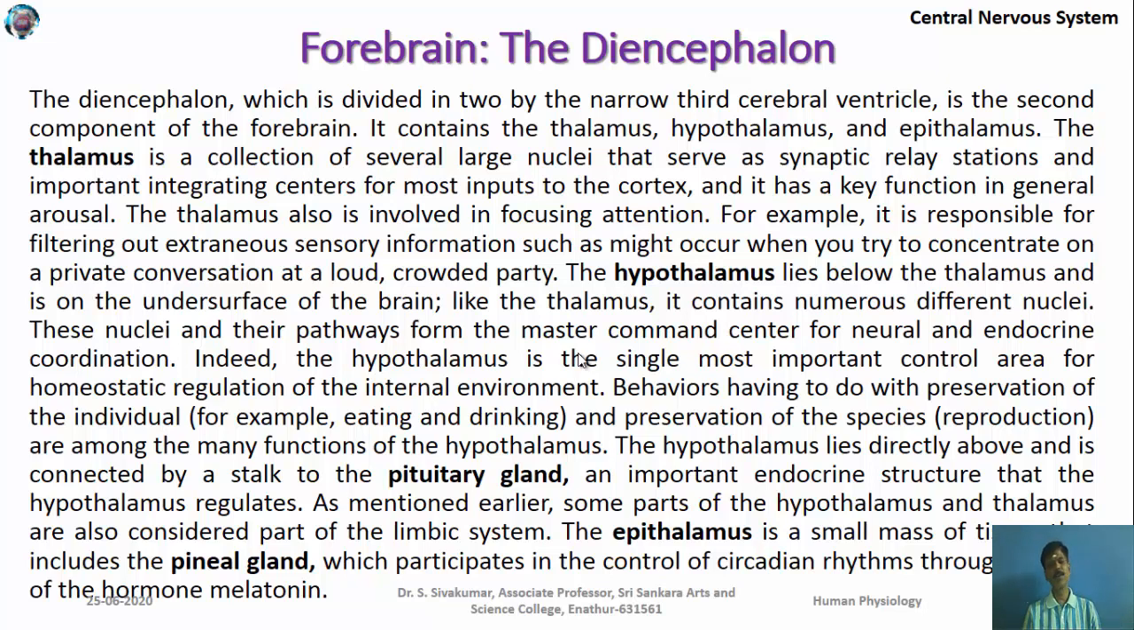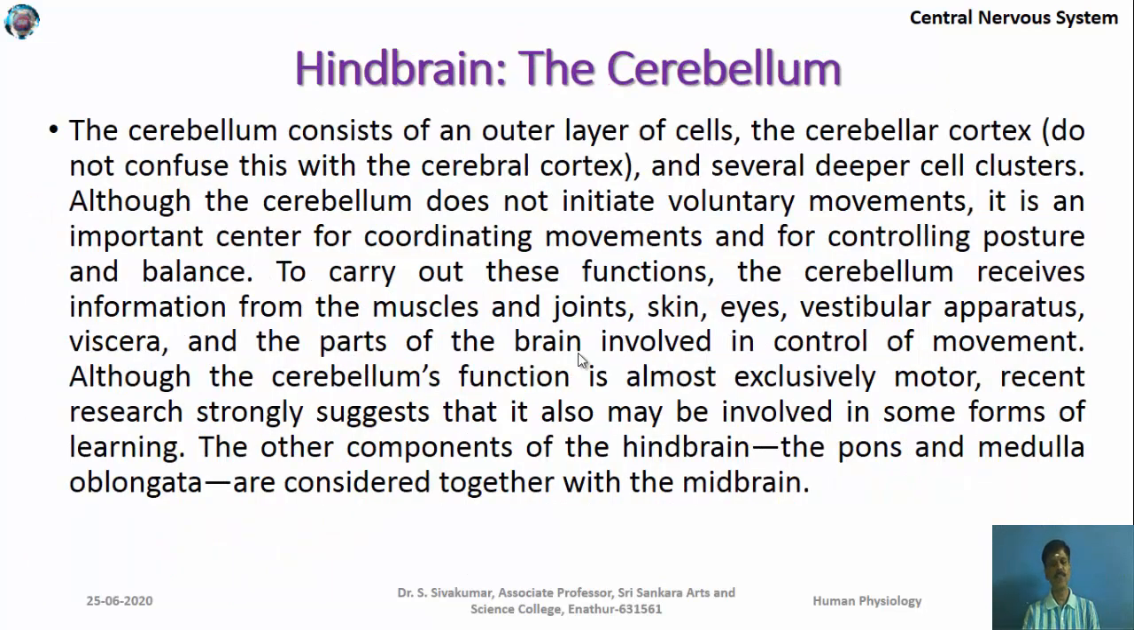The epithalamus is a small mass of tissue that includes the pineal gland. The epithalamus region contains the pineal gland, which participates in the control of circadian rhythm, diurnal variations, day-night variations, by producing the hormone melatonin. So the epithalamus is the pineal gland related component. Hypothalamus is a master center. Thalamus is responsible for concentrating, focusing on a particular point. Then this completes the forebrain. Cerebrum and diencephalon together are known as the forebrain.